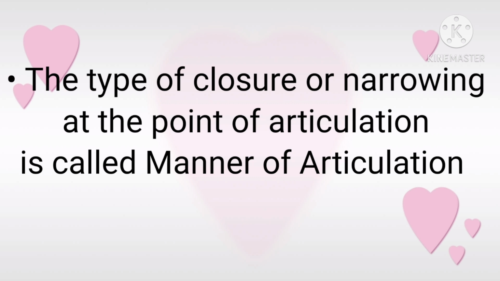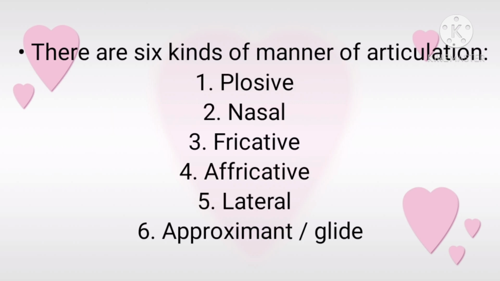The type of closure or narrowing at the point of articulation is called manner of articulation. There are 6 kinds of manner of articulation: 1. Plosive, 2. Nasal, 3. Fricative, 4. Affricate, 5. Lateral, 6. Approximant or glide.